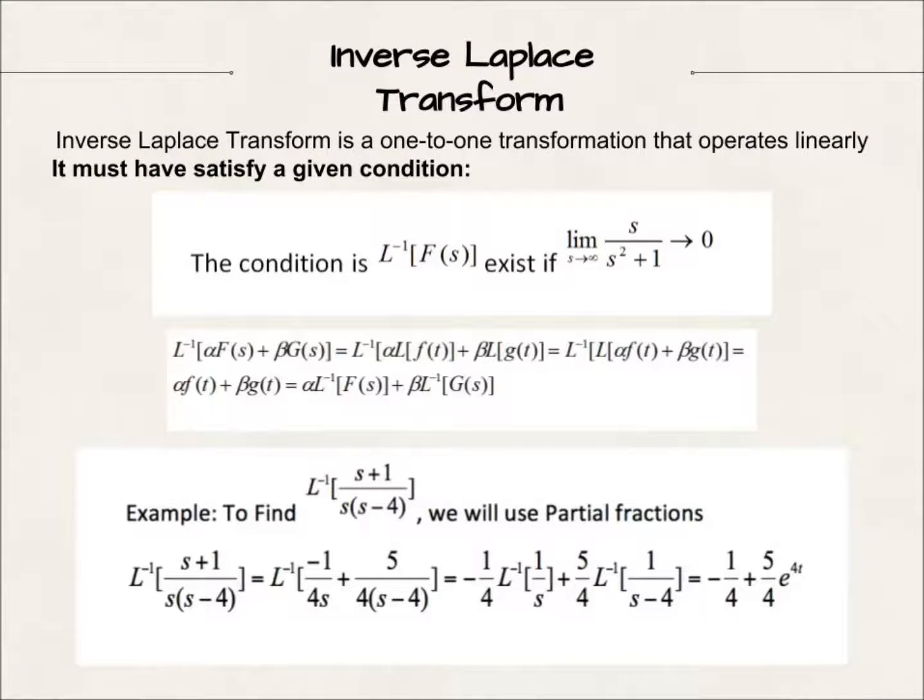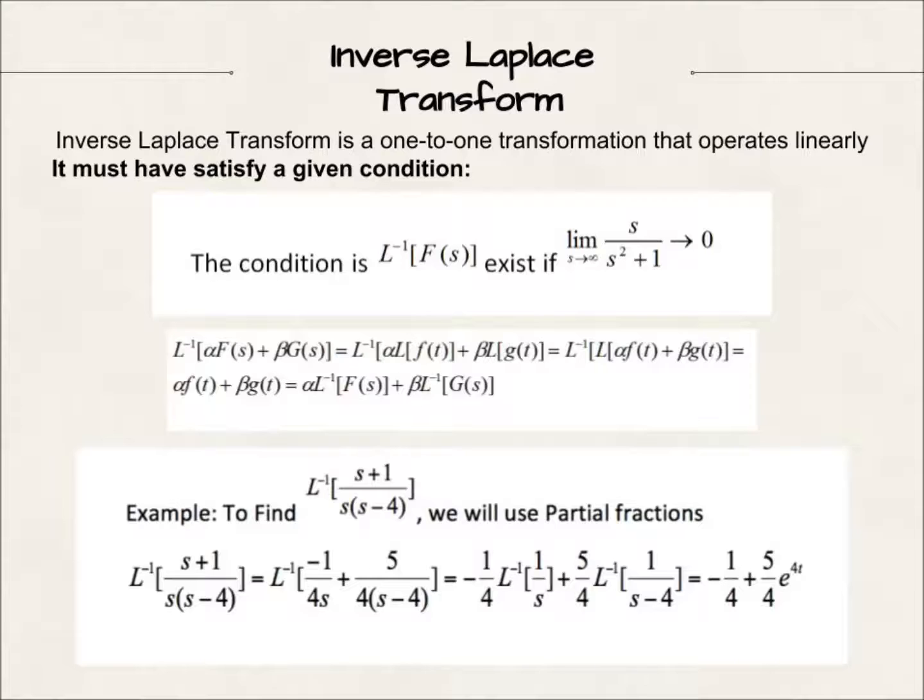Now is a convenient time to introduce the inverse Laplace transform. The Laplace transform is a linear operator and acts as a one-to-one transform, and hence it must have an inverse transform. The inverse Laplace is often written as L with the negative 1 on top of F of s, which operates on F of s to convert it back into the time domain to f of t. There must be some condition on F of s for it to be transformed. This condition is that the Laplace inverse of F of s must exist if the limit as s approaches infinity of F of s tends to 0.